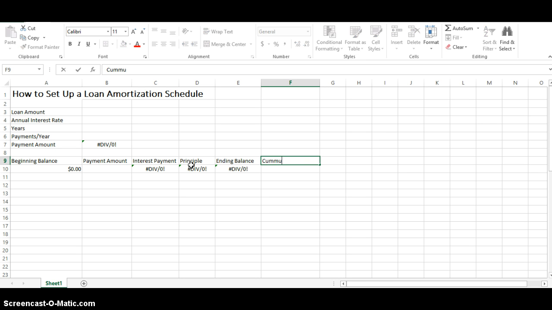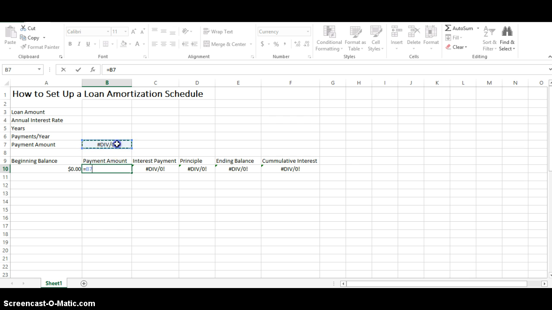Finally, we have the cumulative interest paid. And so this number is just going to be the sum of all the interest payments we've made thus far. For the first payment cycle, it's just going to be this one interest payment, but later on it will be the sum of all the interest payments we've made. So now our first beginning payment balance is set up, except for our payment amount.